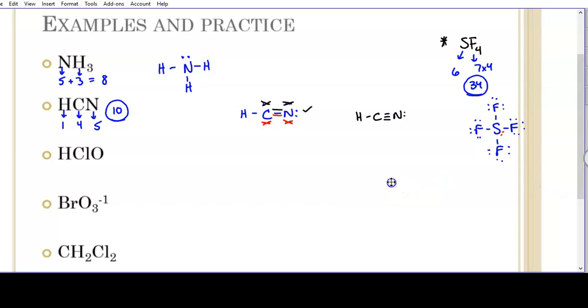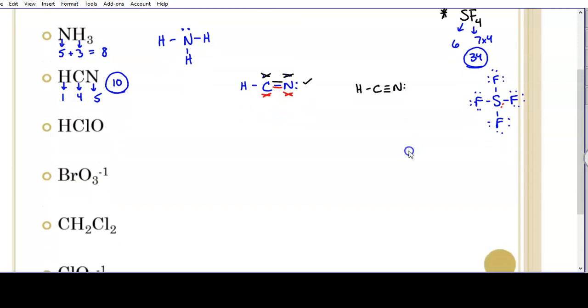At this time, hang on, we have to talk about ions real quick, and then you will have a chance to try a few. So if you have an ion, here's what you do. If I was counting my valence electrons for this one, Br is 7, O is 3 times 6, and this -1 counts as an electron. So when it's negative, you add 1, and if it's positive, you subtract 1. When you add these together, you should get a total of 26.